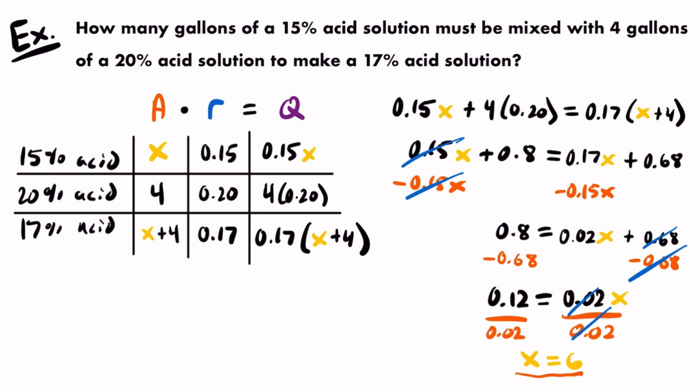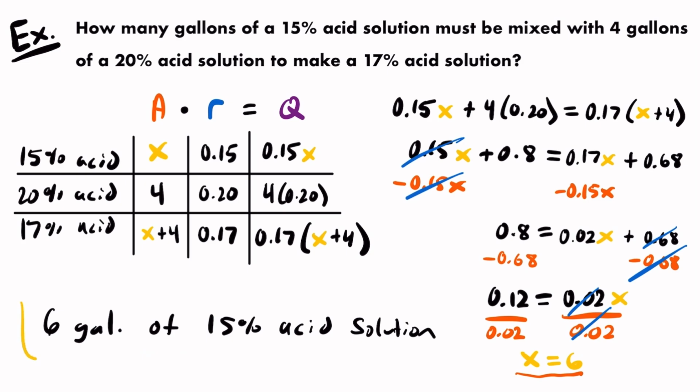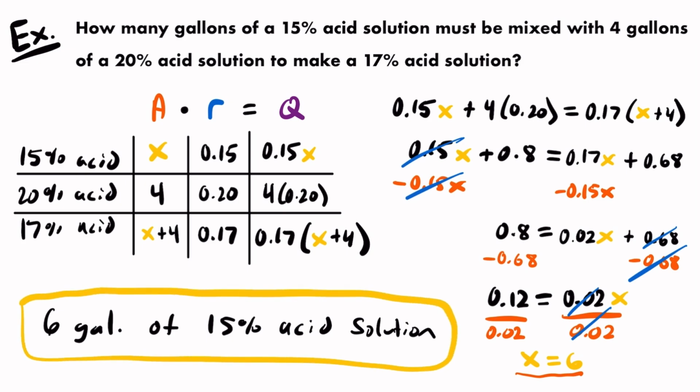Remember what that represents. X is the amount of gallons of the 15% acid solution that must be mixed with the 4 gallons of a 20% acid solution to make a 17% acid solution. And we now know that that amount is 6 gallons. All right, so our final answer here is 6 gallons of the 15% acid solution. That is the answer to this percent mixture problem.